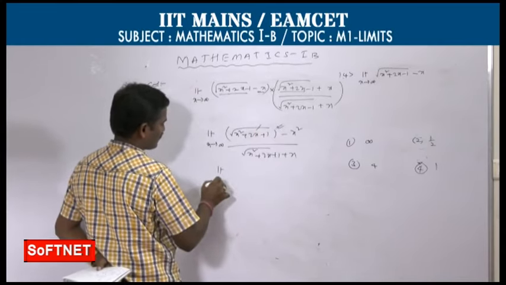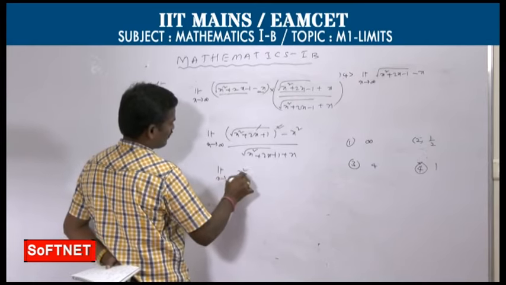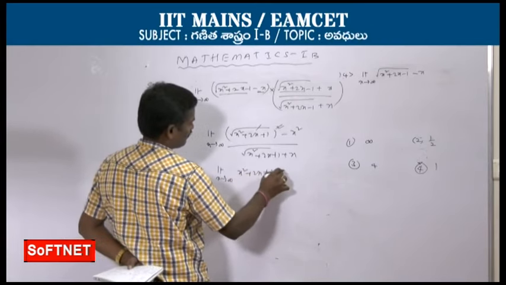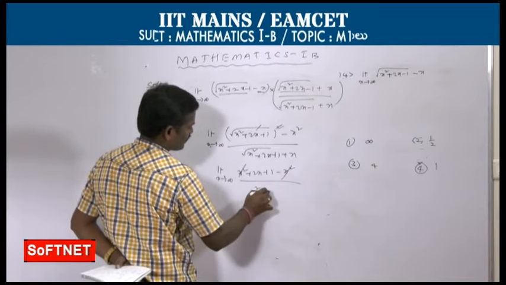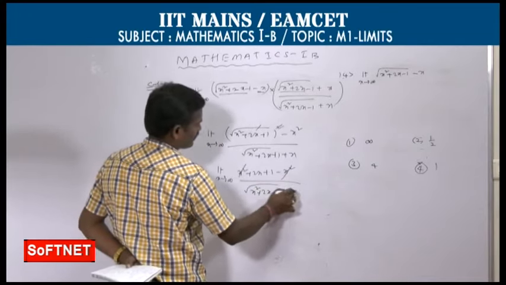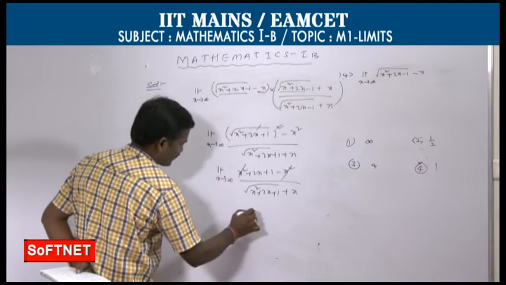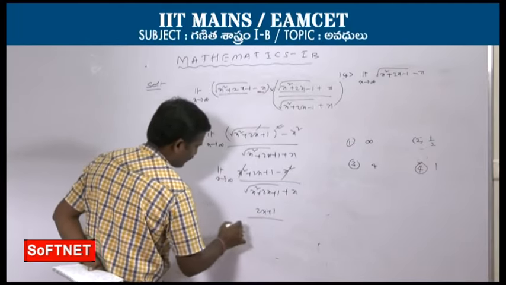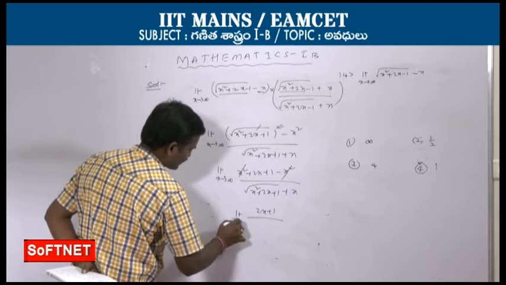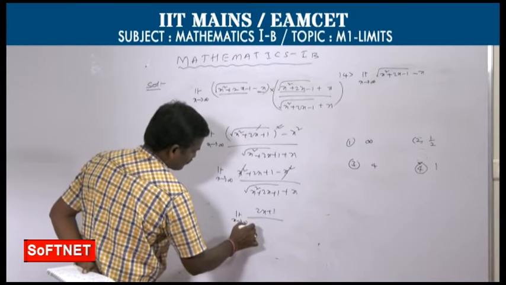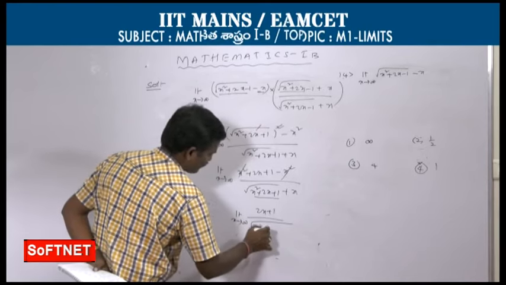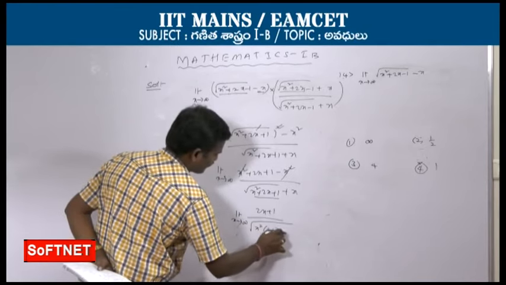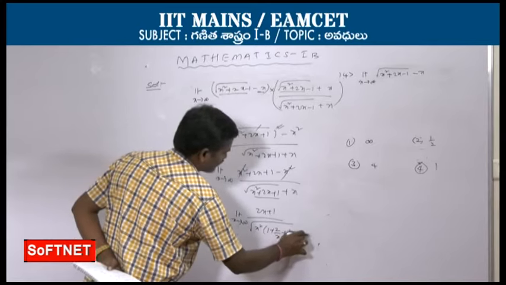So, limit x tends to infinity, x square plus 2x plus 1 minus x square cancels, over the square root of x square plus 2x plus 1, plus x. Here the left out term is what? 2x plus 1. So, limit x tends to infinity, under the root, take x square common. So, here 1 plus 2 by x plus 1 by x square, plus x.